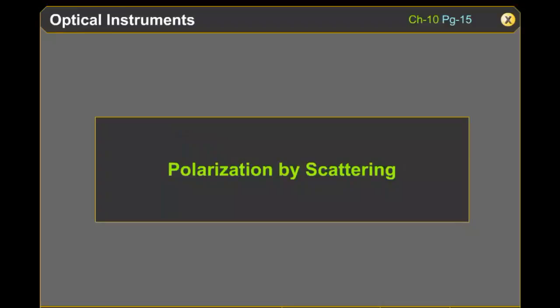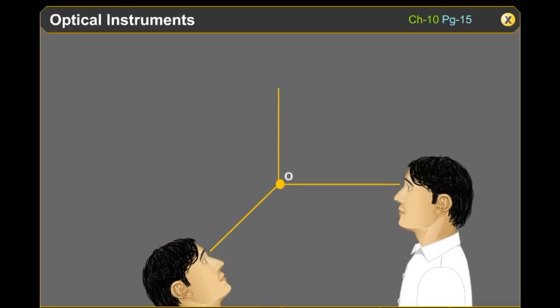Polarization by scattering. A beam of unpolarized light is incident along the z-axis on a scatterer. All the possible directions of vibration of the electric vector in unpolarized light are confined to the xy plane, as light waves are transverse in nature. Looking along the x-axis, we can see only the vibrations of electric vectors parallel to the y-axis. Similarly, looking along the y-axis, these electric vectors are parallel to the x-axis. Hence, light scattered in the direction perpendicular to the incident light is always plane polarized.